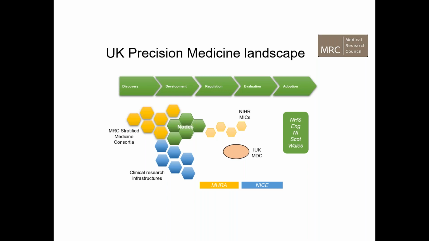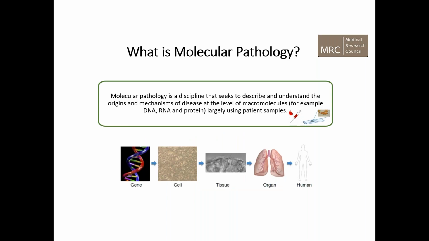So if we can go to the next slide. What is molecular pathology? It's a discipline that seeks to describe and understand the origins and mechanisms of disease at the level of macromolecules. So for example, we can look at the DNA, the RNA and the protein, and we can do this using patient samples.